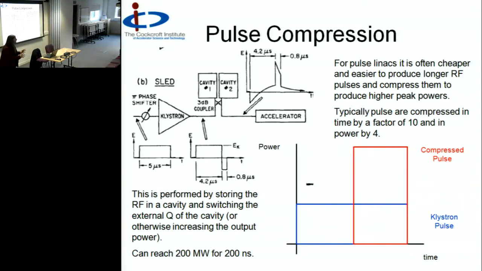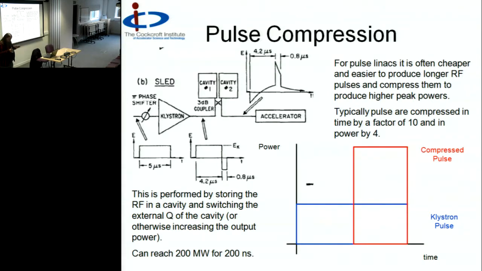So say you want more power than you can get off your Klystron, which is 50 megawatts. What if you need 200 megawatts? Some systems do. Where do you go from there? Well, you could go like CLIC and use a three-beam system or a two-beam system, as they call it. Or you can do something called pulse compression.